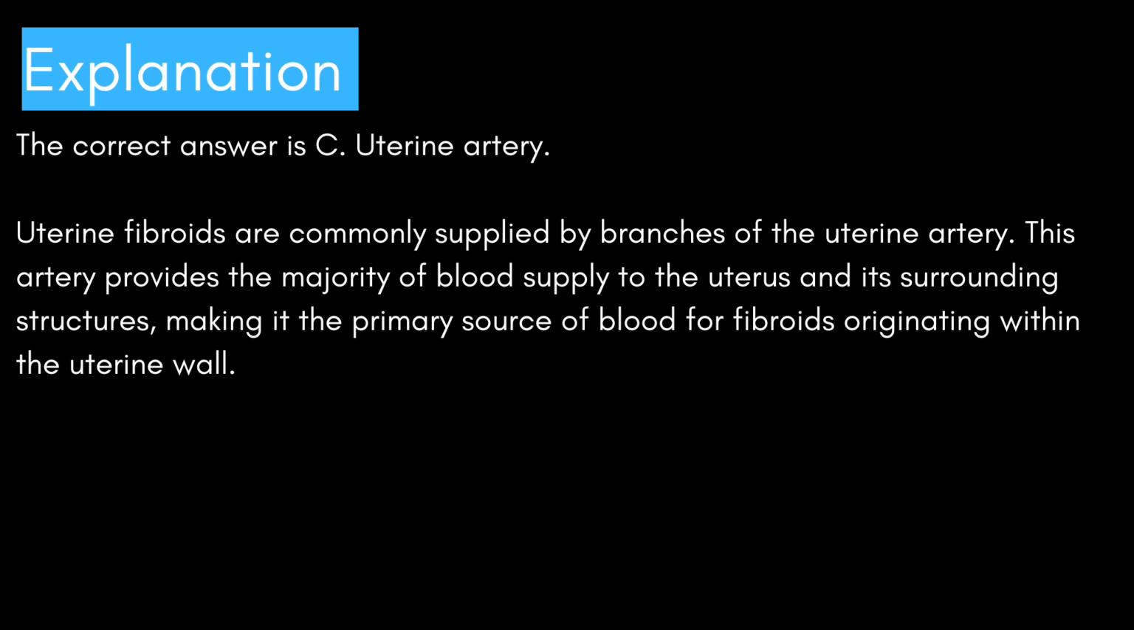Uterine fibroids are commonly supplied by branches of the uterine artery. This artery provides the majority of blood supply to the uterus and its surrounding structures, making it the primary source of blood for fibroids originating within the uterine wall.